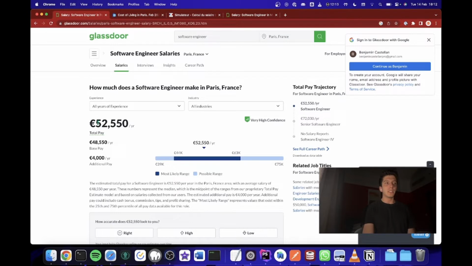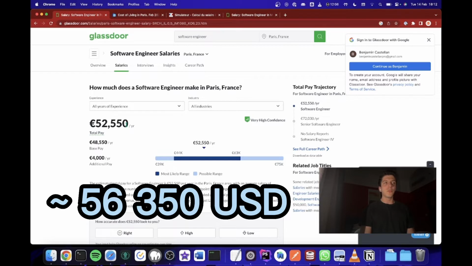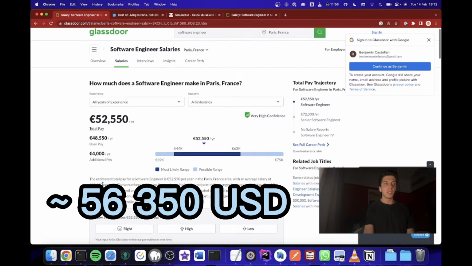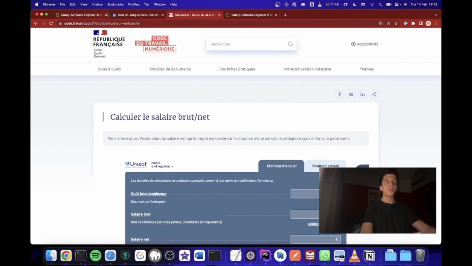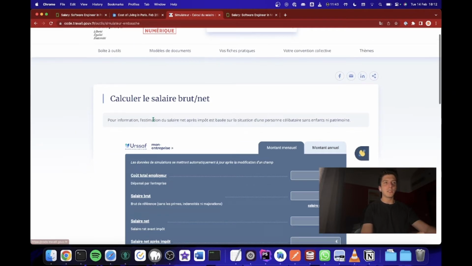So this is how much a software engineer makes on average in Paris: 52,000 euro per year. This is the base salary and the bonuses, before tax. It's really important that this is before tax, because in France we have a lot of taxes. If you want to see how much it makes after paying taxes, there is this website.